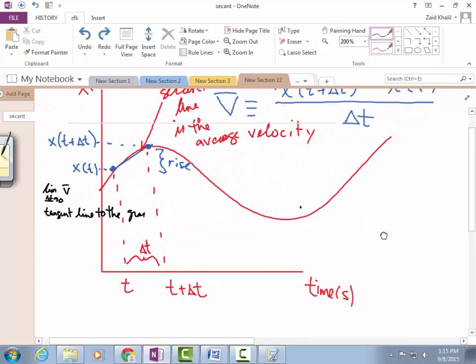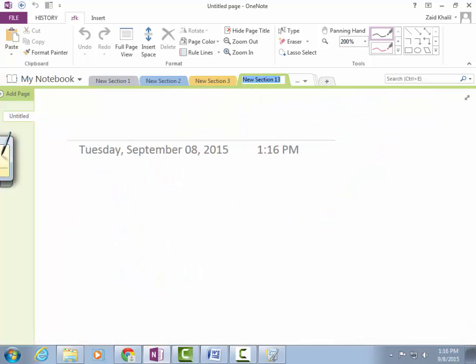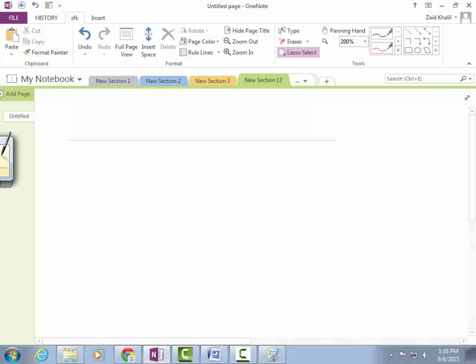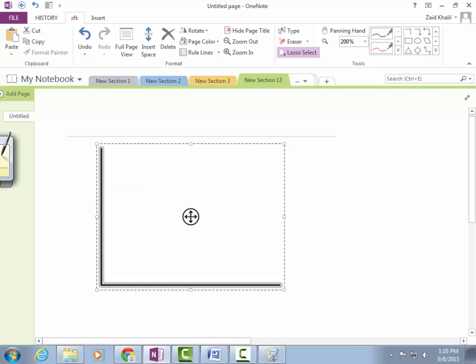It is the tangent line to the graph at the point in question. So what this means figuratively, I'm going to go and throw this up on a new page. If I have the following graph.